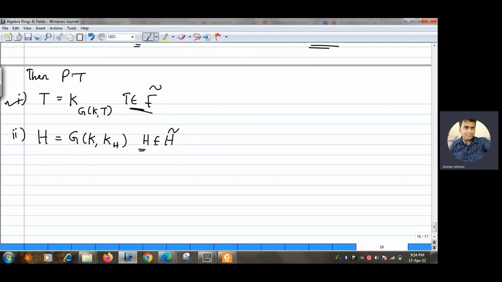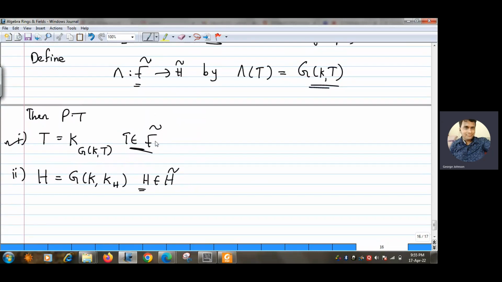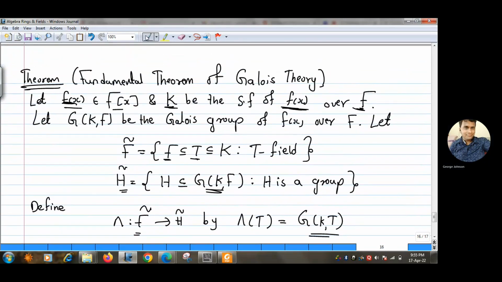And if you remember, we have proved in theorem 4.2.3 that if K is a normal extension of F, then G(K/K_H) is the same as H. Because of the previous theorem 4.2.3, I can directly say this. But for that, the hypothesis is that K is a normal extension of F. The question is, do we have that? Yes, that we have. K is a normal extension follows from this statement.